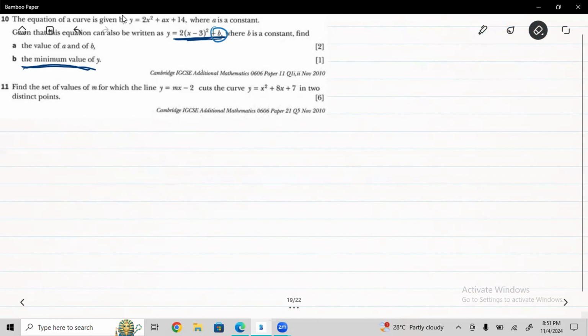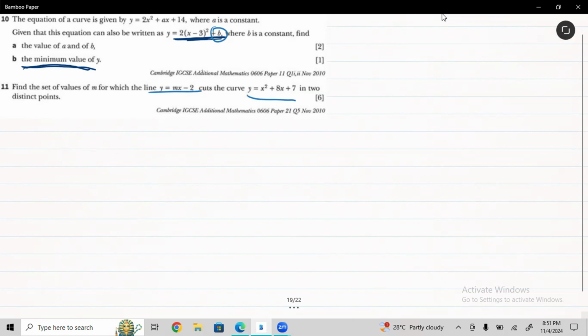For question 11, what they've asked us is to find the set of values of m for which the line y is equal to mx minus 2 cuts the curve y is equal to x squared plus 8x plus 7 in two distinct points. So what they're saying is that these two lines cut each other at two distinct points.